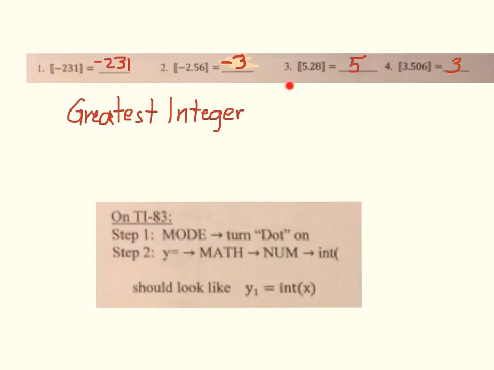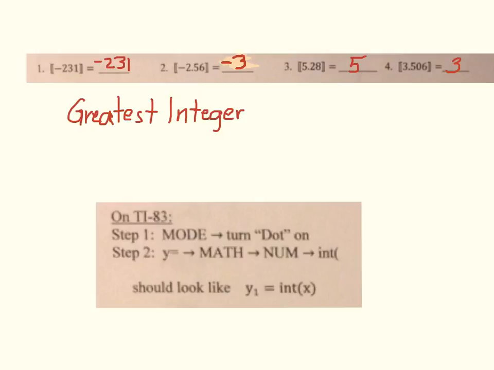And here you would go past 5, and then you get to 5.28. So the greatest integer just passed is 5. And again, just to demonstrate that this is not a rounding exercise, the greatest integer that I pass as I go through the number line would be 3, and then I'd get to 3.506. And so the greatest integer that I've just passed is 3.